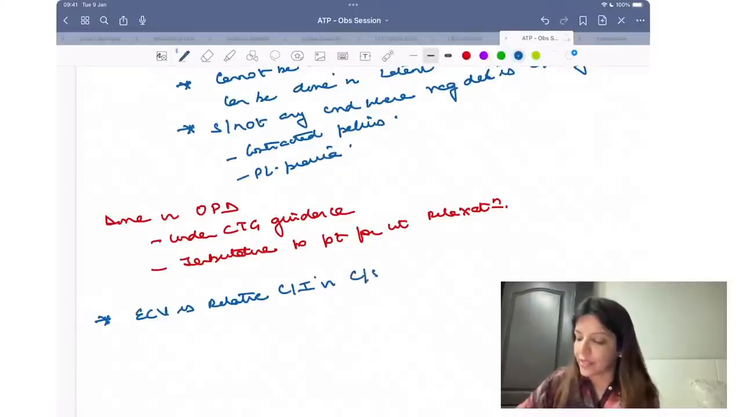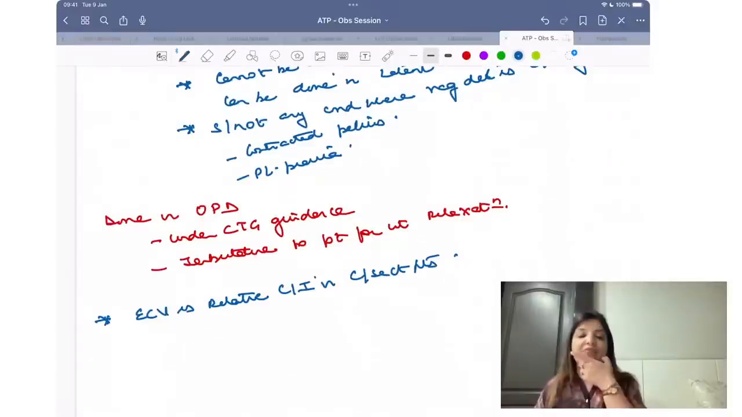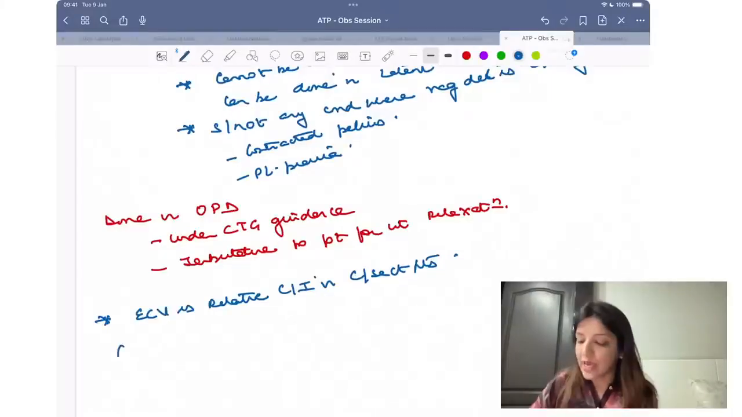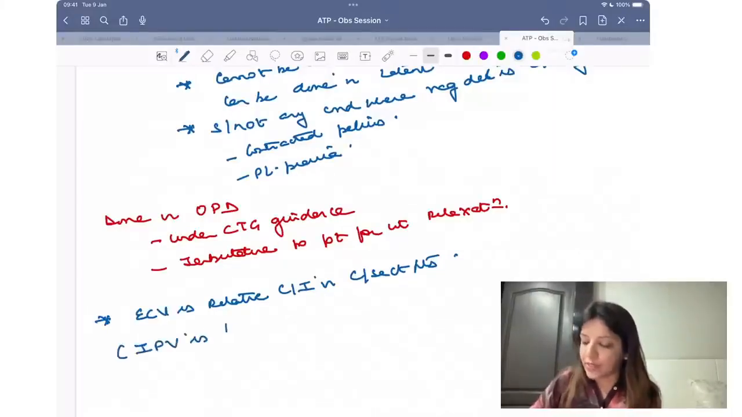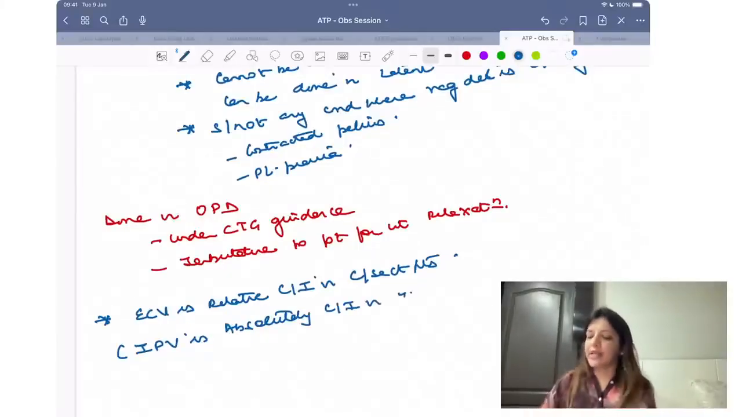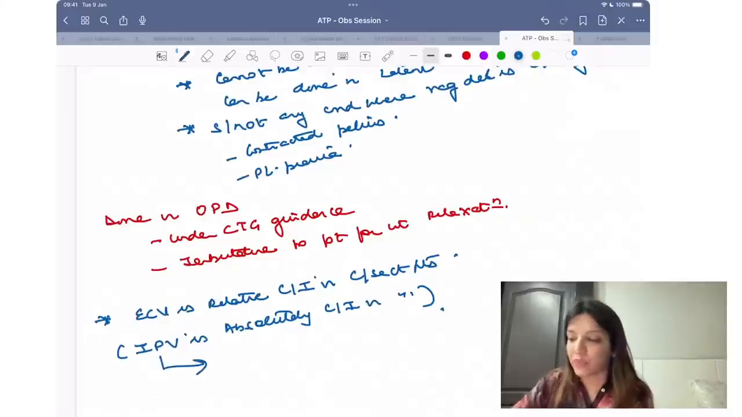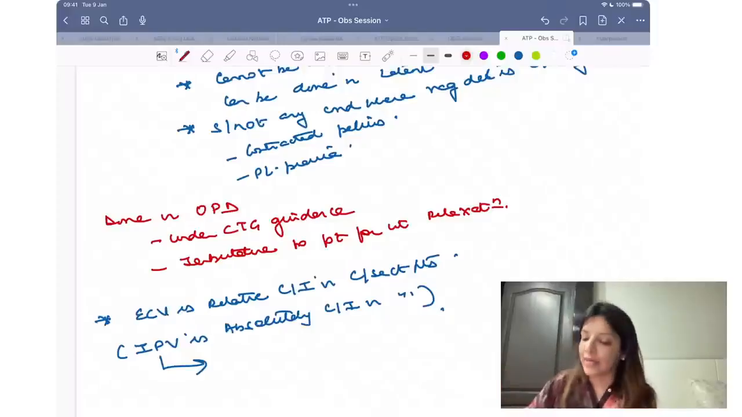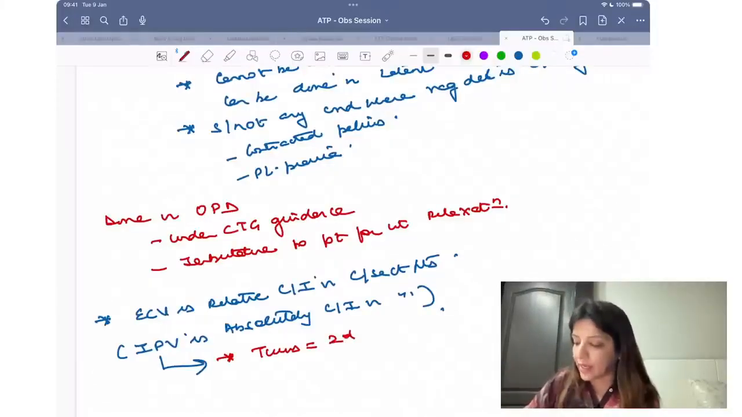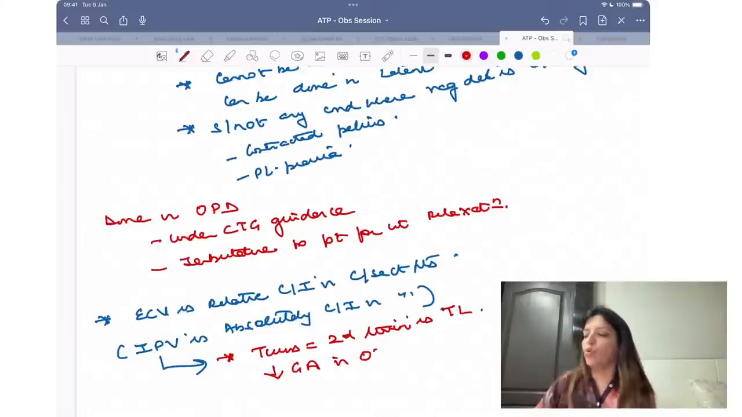External cephalic version is not an absolute contraindication in cesarean section patients. Internal podalic version is absolutely contraindicated in cesarean section patients. In which condition were you doing internal podalic version? Last time I told you, internal podalic version is done in twins when the second twin is transverse lie. Right? It is done under general anesthesia in OT.